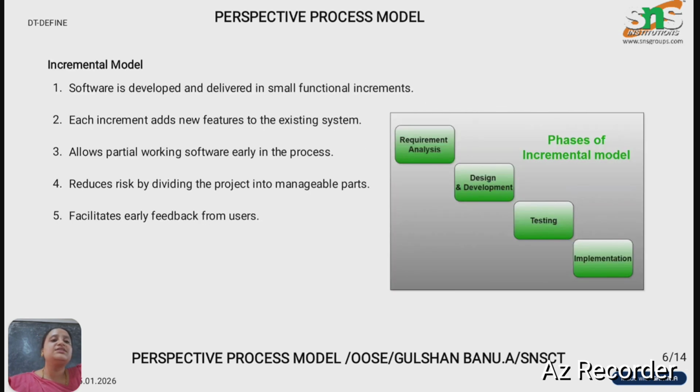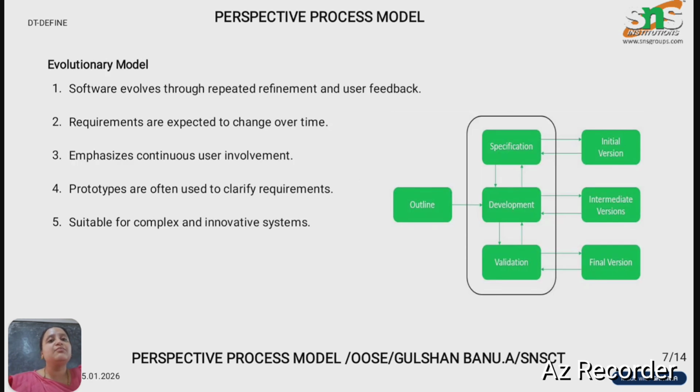The next process is the incremental model. The incremental model delivers small functional increments then and there. It improves the product in a very simple way. Like the waterfall model, the incremental model has four phases: requirement analysis, design and development, testing, and implementation. Requirement analysis is gathering different kinds of requirements from different kinds of users. Next is design and development. The third part is testing, and the last one is implementation.